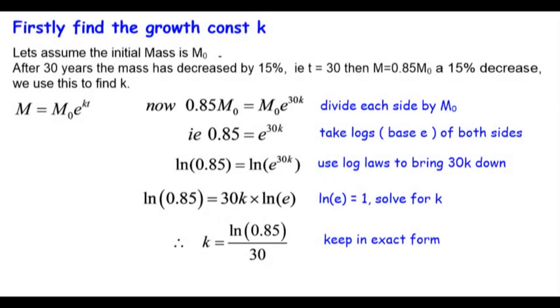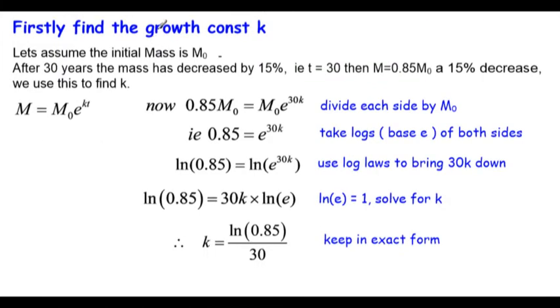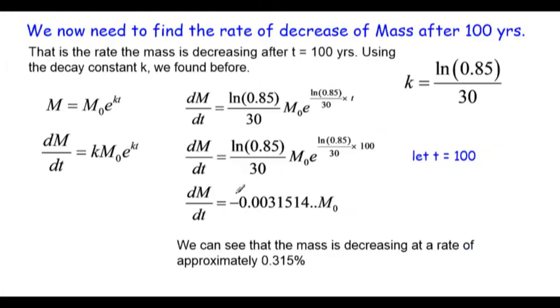Okay, so what do we do now? Well, we've got the constant. This is actually a decay constant, but anyway. All right, so what do we do now? Well, after 100 years, we need to work out what its rate of decrease is. First of all, we need the rate, I guess you could say. Okay, so what do we do first?